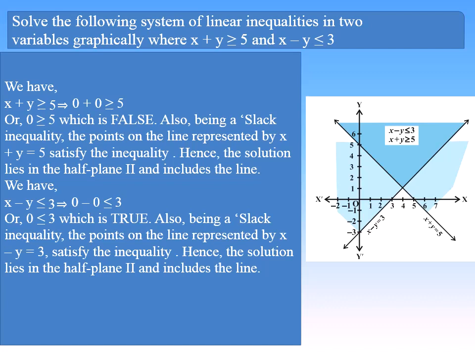So from here we need to shade the portion where origin is included. So if I consider the straight line x minus y equal to 3, we need to include the zone where origin is included. Now check the intersection of these two zones. The blue shaded part actually indicates the feasible region or the solution region of the given inequalities.